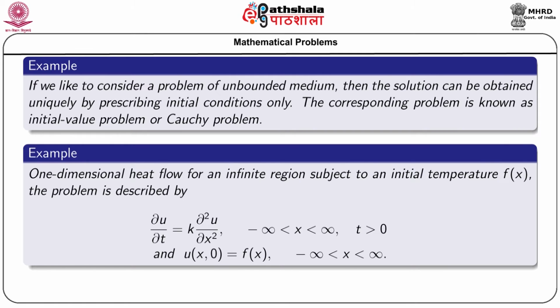This is one example of an initial value problem. This is the heat equation, the one dimensional heat equation, and the supplementary condition is given by u(x, 0) equals f(x). So, this is the initial temperature field. According to the supplementary condition, we can divide a mathematical problem into categories like initial value problem, boundary value problem, or mixed initial boundary value problem.